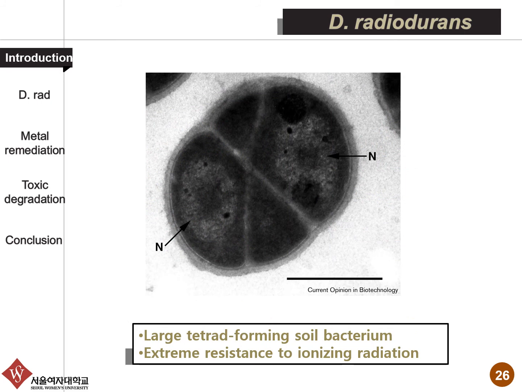And here is the picture of the Deinococcus radiodurans. You can see that they are large tetrad forming bacteria. So you can see there are 4 bacteria combined together. And also you can see that they have a very clear nucleus, and each bacterium contains multiple copies of the circular chromosome or the nucleic material, so that they can resist the radiation.